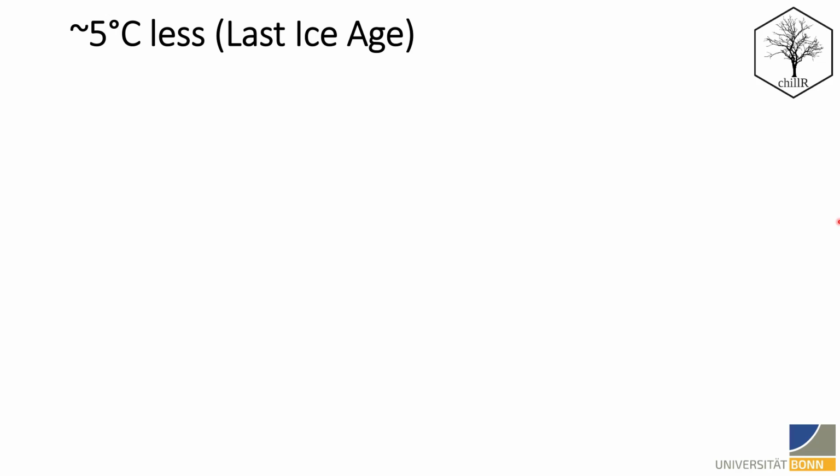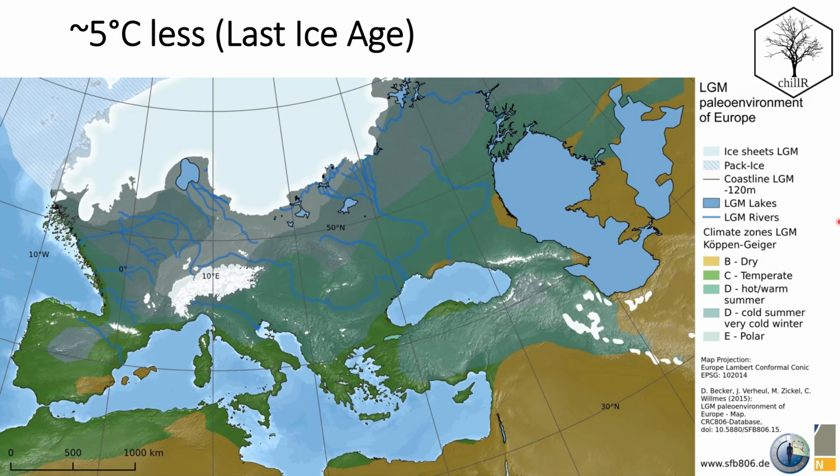But on a global scale, a difference of 5 degrees is pretty impactful, because 5 degrees less than now takes us back to the last ice age. What you see here is what a world looks like that is 5 degrees cooler than what we have now, or looked like in the last ice age.